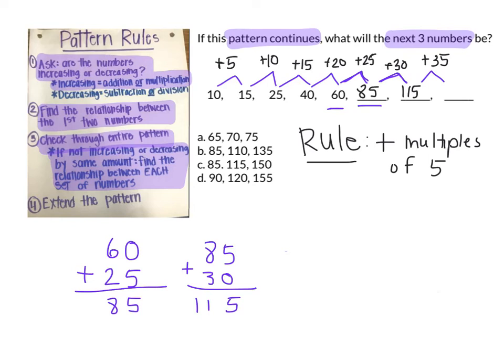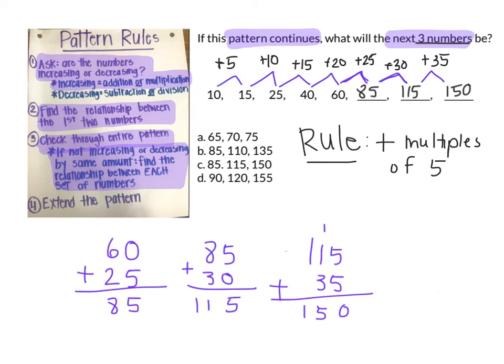Now we keep going for our last blank. We're at 115 and we're adding 35 now. 5 plus 5 is 10. 3 plus 1 is 4, plus 1 is 5. And bring down our 1, 150. All right, our question only asked us to extend the pattern 3 numbers, so we're done. All we have to do now is check our answer choices.